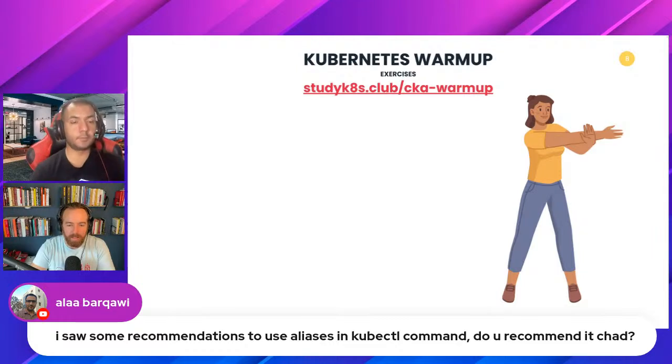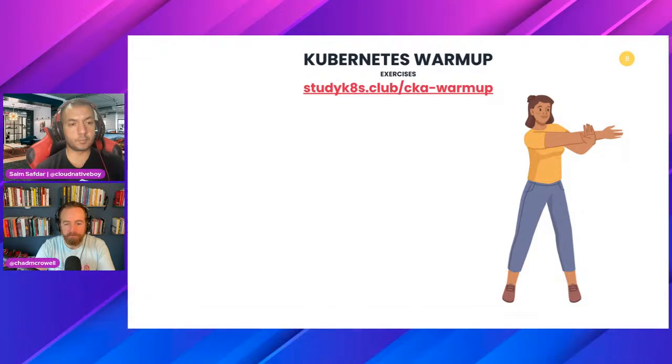Another popular one is the dry run equals client command, which we'll get to in a second, which allows you to essentially build the scaffolding for the YAML for any resource: pod, deployment, service, etc. And it'll save you some typing there as well. So two popular aliases: k, which will already be set for you, so you don't have to set that alias when you take the exam. And then also you can create an alias for the dry run command, which we'll get to in a second.